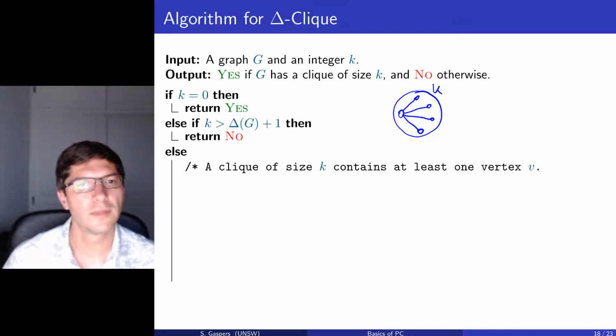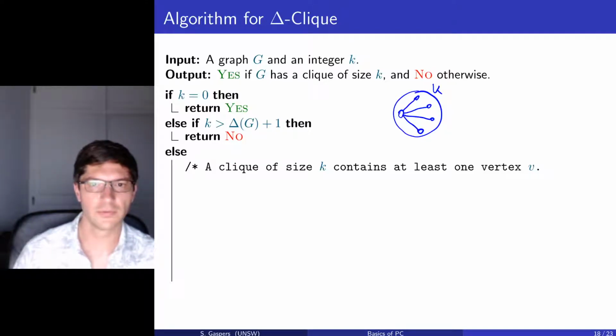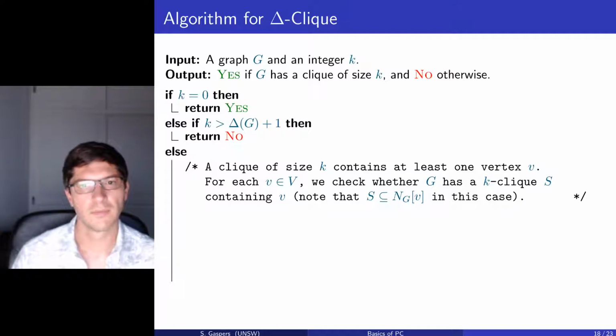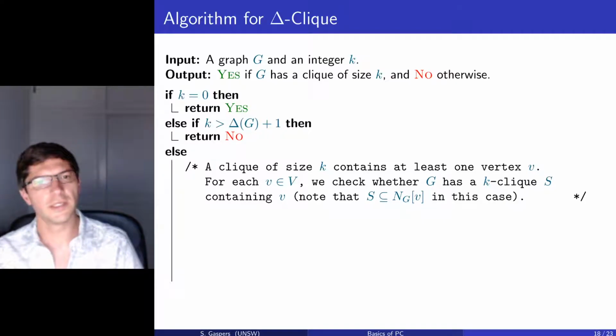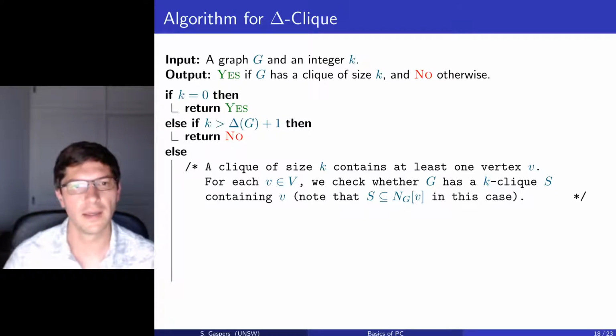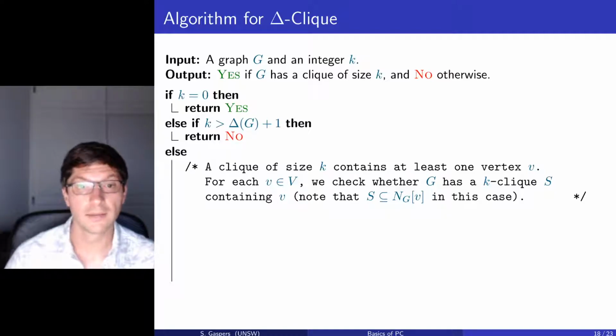If none of these halting rules applies, then we continue, and we just observe first that a clique of size k contains at least one vertex v. Well, this is because k is more than 0. Now, what we will do is that for each vertex, we will check whether there's a clique of size k that contains this vertex. And in that case, the clique must be a subset of the closed neighborhood of this vertex.